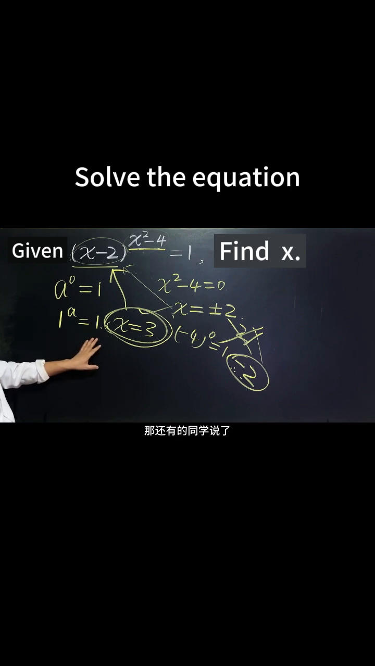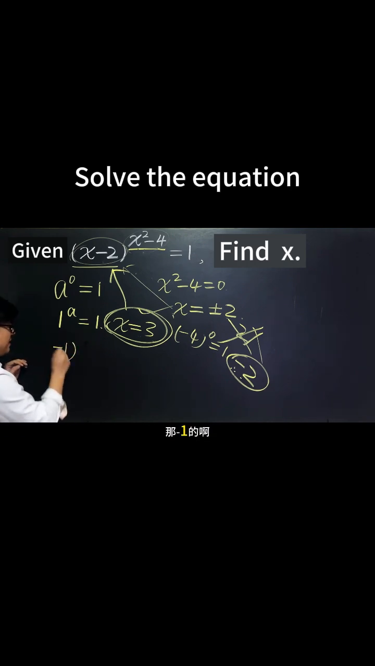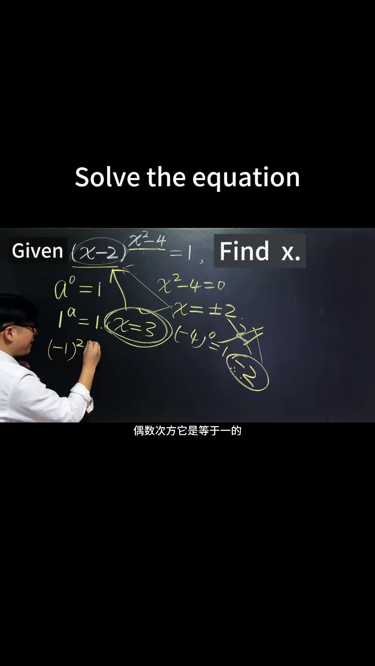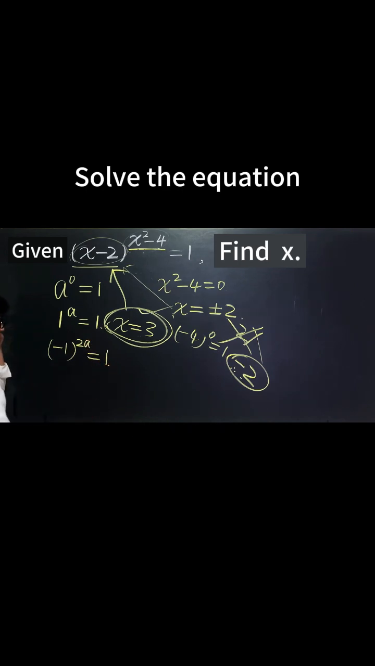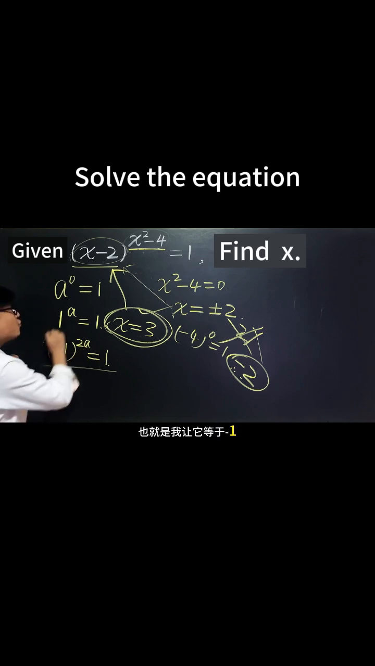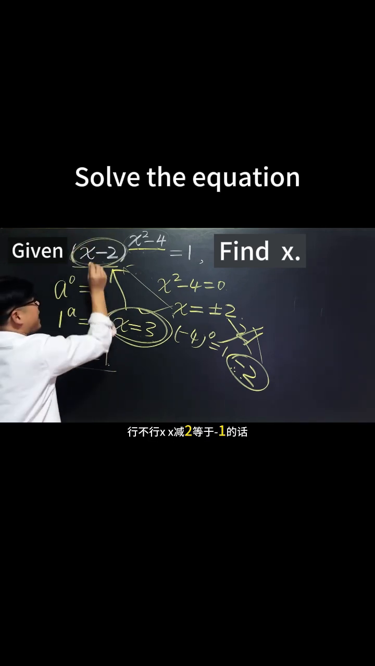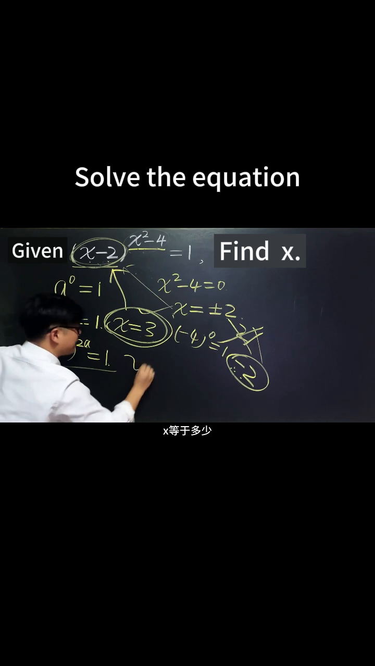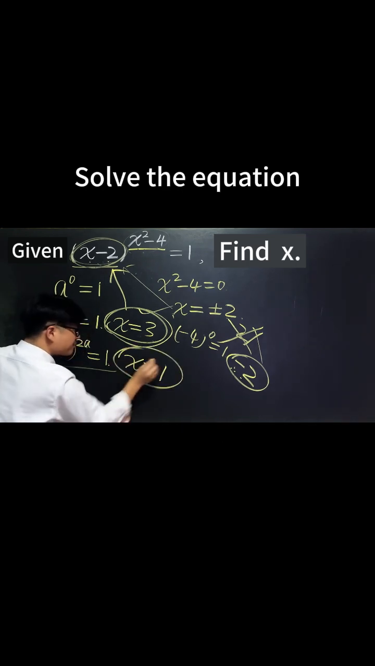Then some students say, if the base is negative 1, raised to an even power, it also equals 1. Right? This is an integer. So can I set it equal to negative 1? If x minus 2 equals negative 1, then what is x? x would be 1, right?